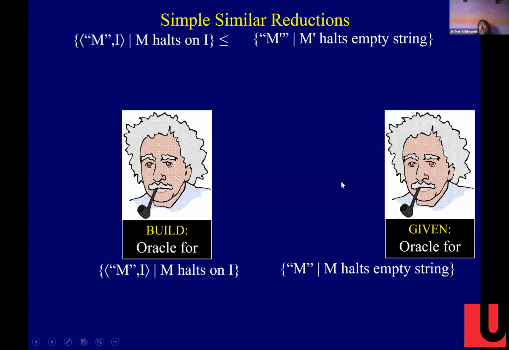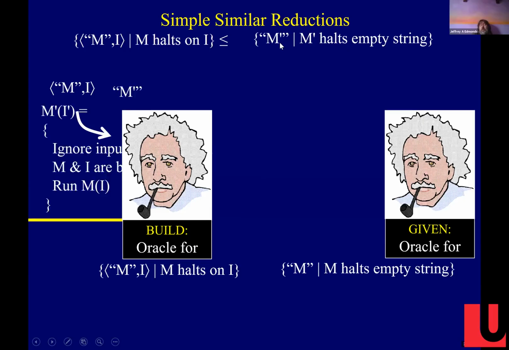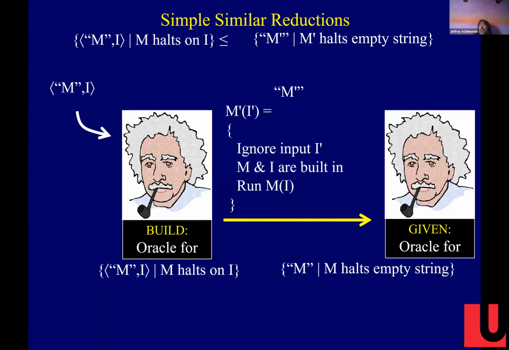So how are we going to do this algorithm? Actually, it's going to be really easy now. I'm given an M and an I. What do I give the oracle? M prime and I prime? Well, no, not I prime. I give it the same M prime I gave before. But I don't have to give it an I, because it doesn't need an I. It just needs an M prime. So I give it the exact same M prime that I did before.